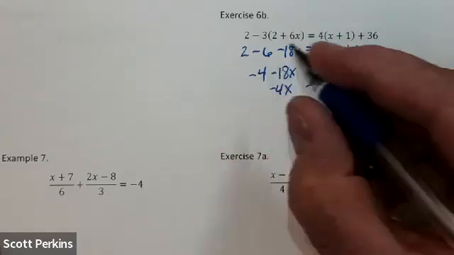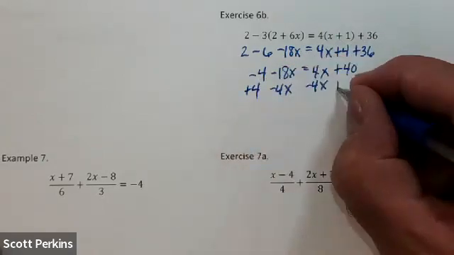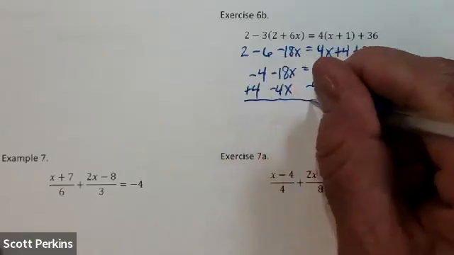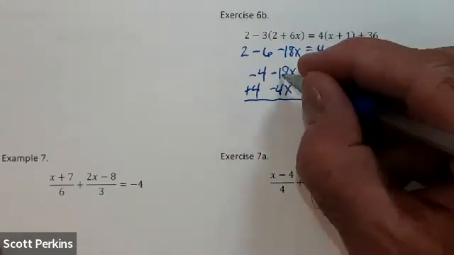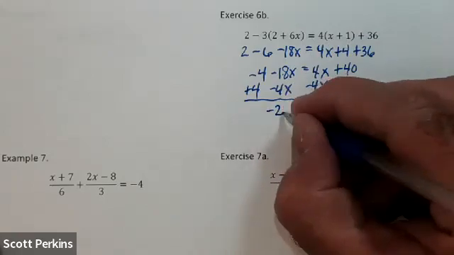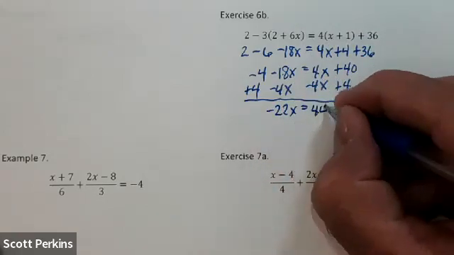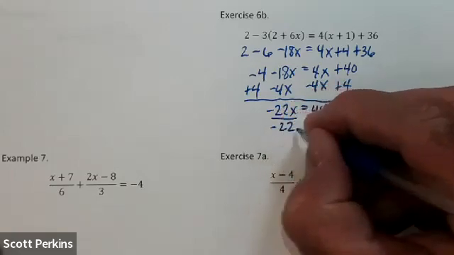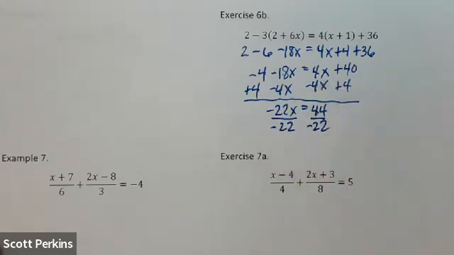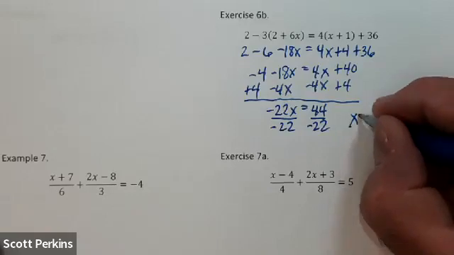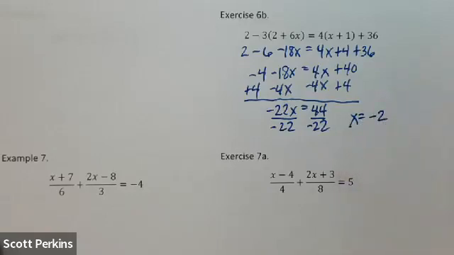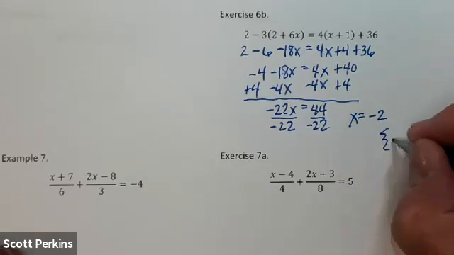I'm going to get this -4 over to the right by adding. And -18 and -4 is -22x. And then 40 plus 4 is 44. And we see that we're going to get this gratifying answer when I divide both sides, that x is -2. That's what my calculator would tell me. And that becomes my solution set.